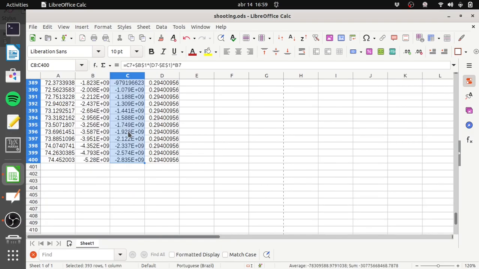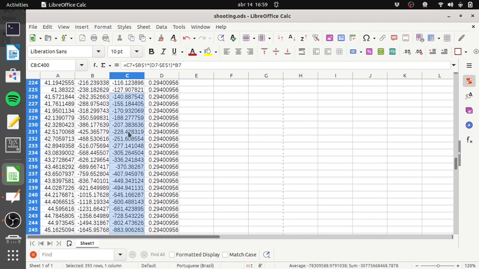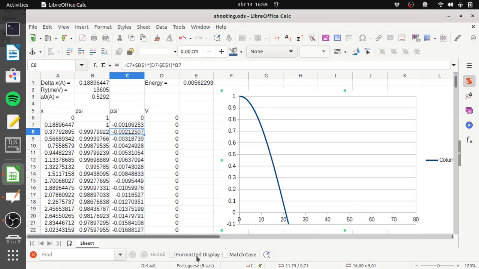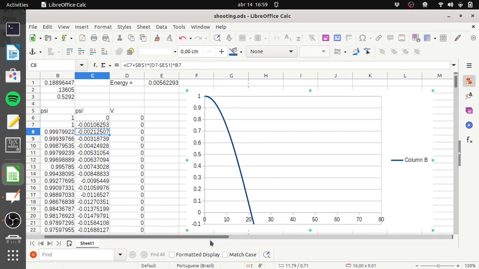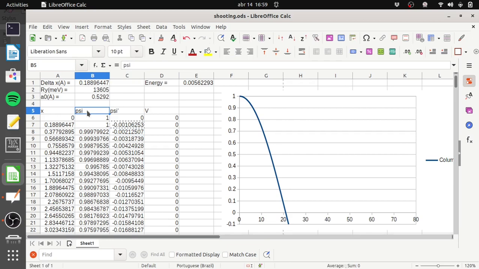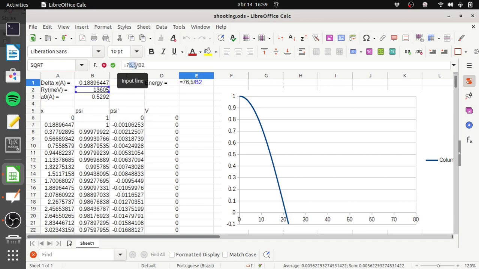Let's see, okay. Now, this figure that I put here, this is already a plot of, let me see, yes, column B. So that's the wave function that I have already, psi, which means that you see that this wave function is going down, it's going over the 0 axis here, and this means that it's going to diverge to minus infinity, which means that I chose the wrong number here. So 76.5 may be too high for that.